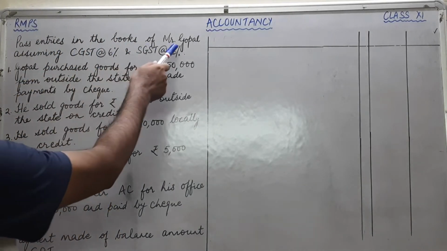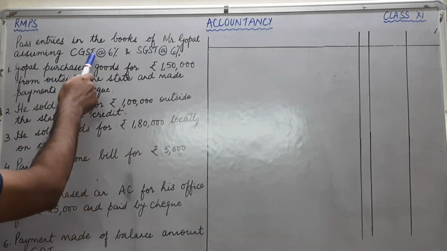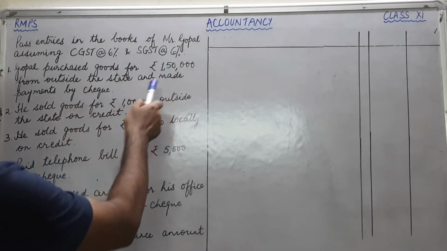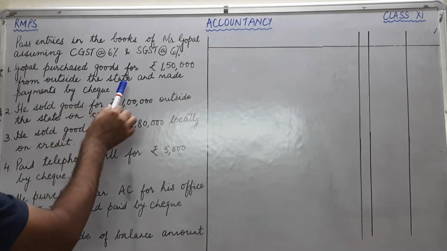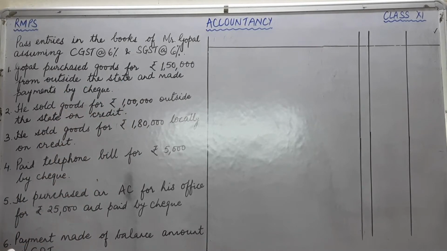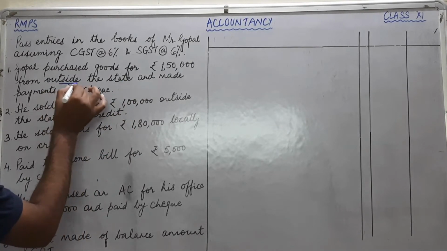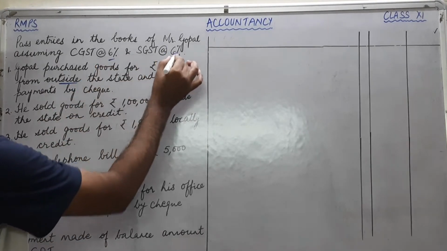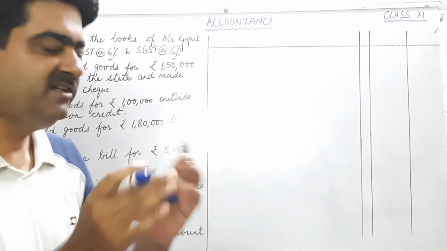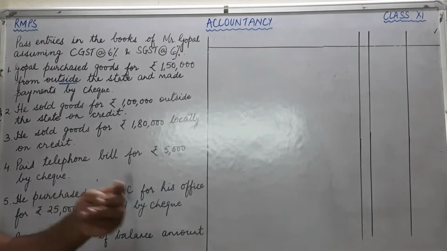See first transaction. Pass entries in the books of Mr. Gopal assuming CGST at 6% and SGST at 6%. Gopal purchased goods for rupees 1,50,000 from outside the state and made payment by check. So this time you can see this purchase is outside the state. So CGST and SGST will be merged into IGST. Okay, and tax will be 12%.